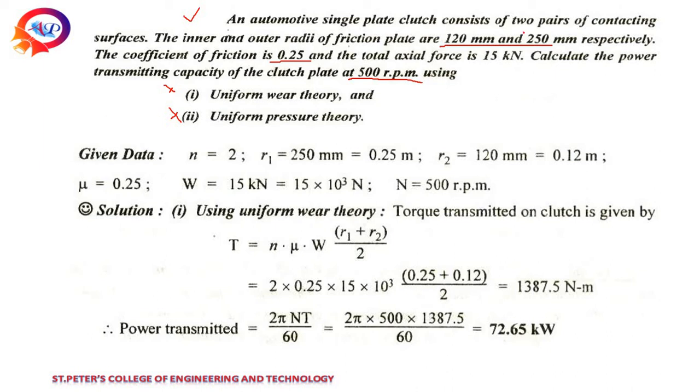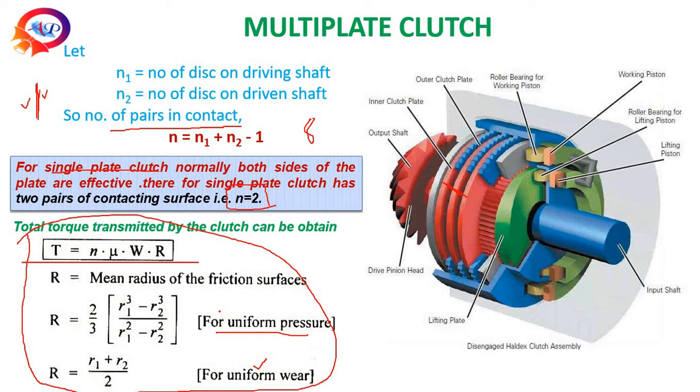So what all have they given? 2 pairs are given, therefore n equal to 2. Then the inner radius and outer radius, 120 and 250, are given. Then mu is also given. Then W, how much load is applied: 15 kN load is applied here. Then N is also given, 500 rpm. As we know, what is uniform wear theory? I have solved uniform wear and uniform pressure theory in the same question. If you are confused, you can take T equal to n into mu into W into R. These are the basic torque equations.